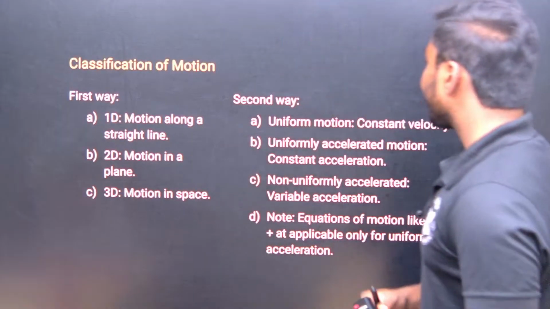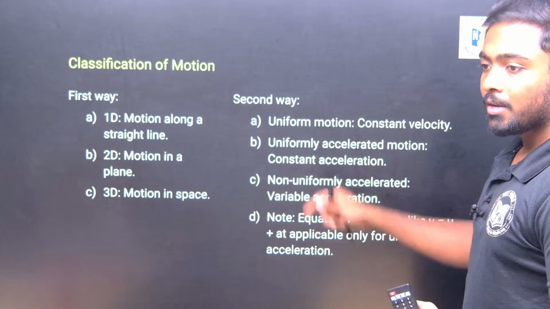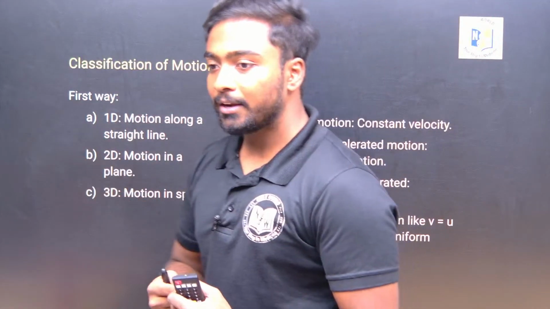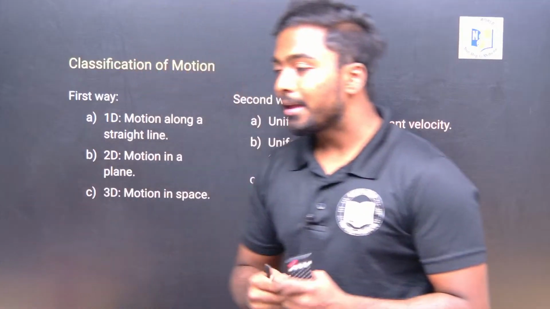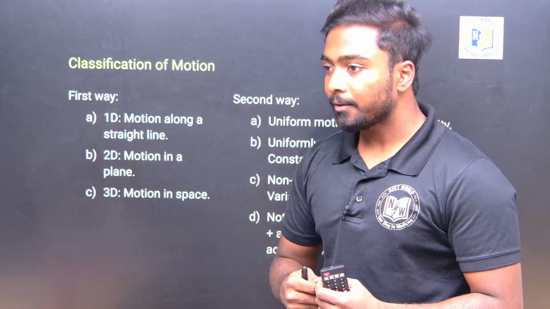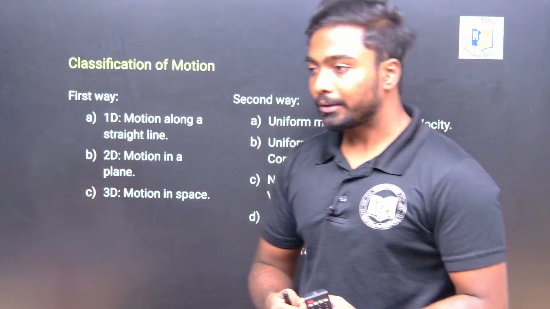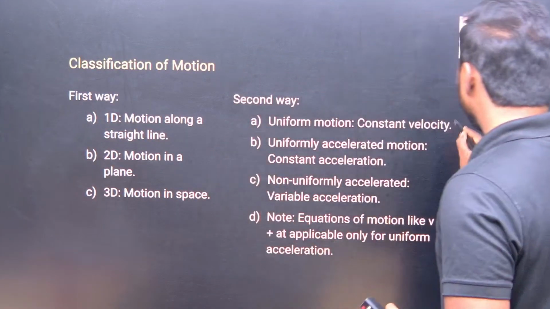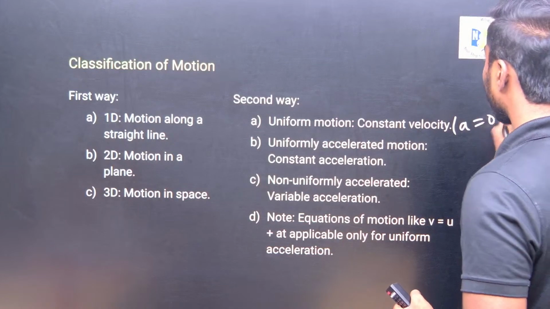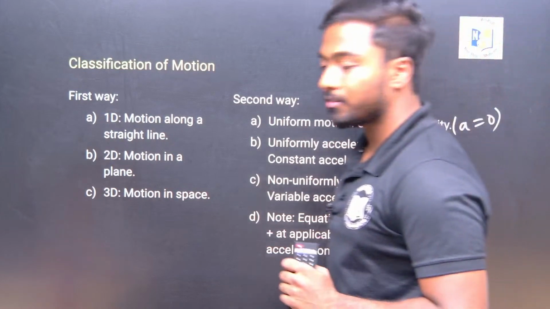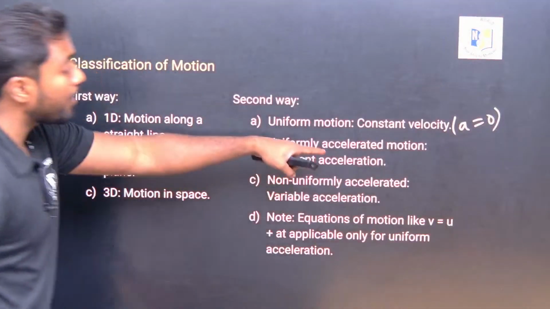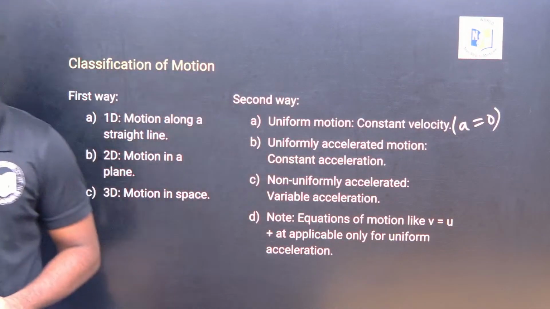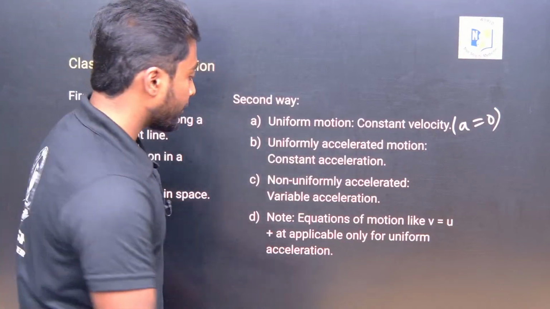So the second way, uniform motion. Uniform motion in the sense going with the same speed, same velocity. In that case, is acceleration there? No, right? No acceleration. Velocity is constant, which means acceleration will be 0. Constant velocity, acceleration 0. Second is uniformly accelerated motion. Uniformly accelerated motion in the sense, at time t1, I will write here.